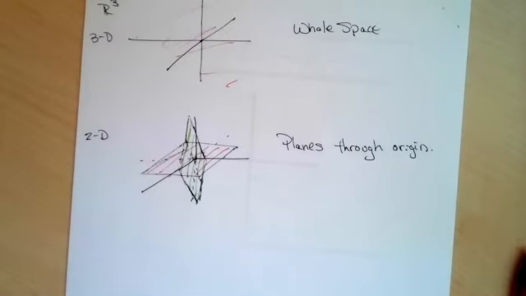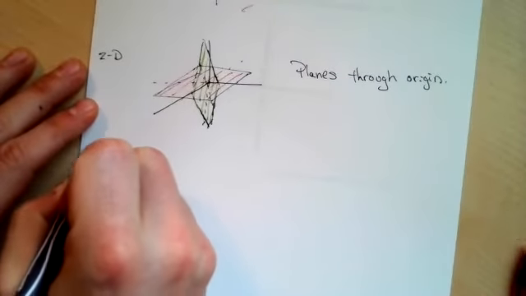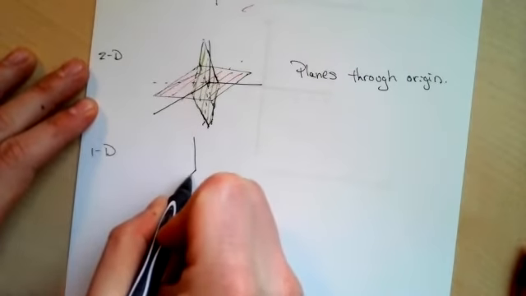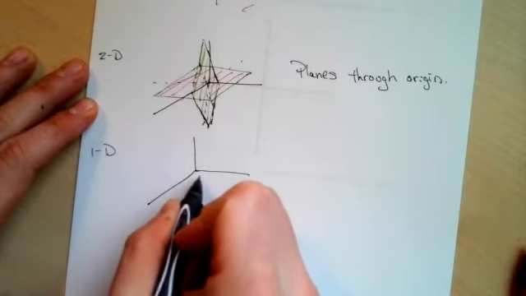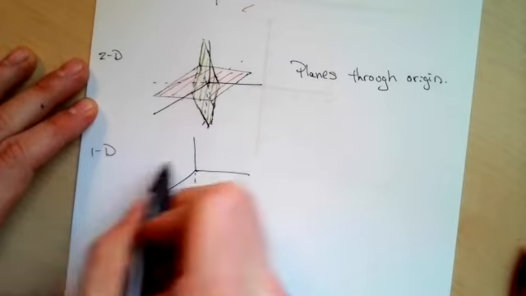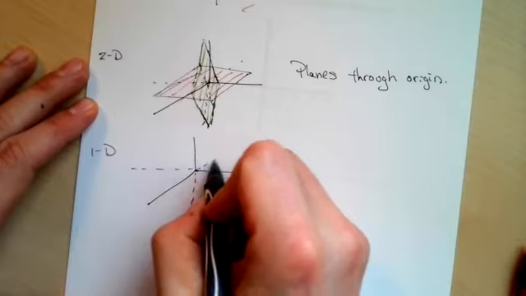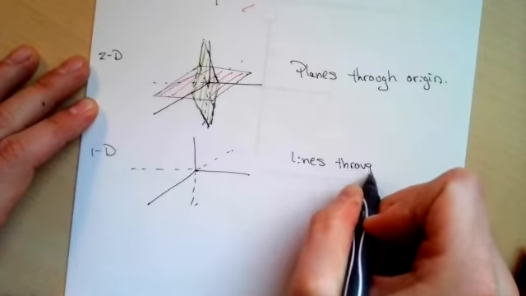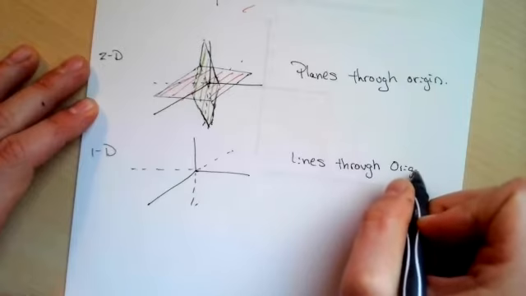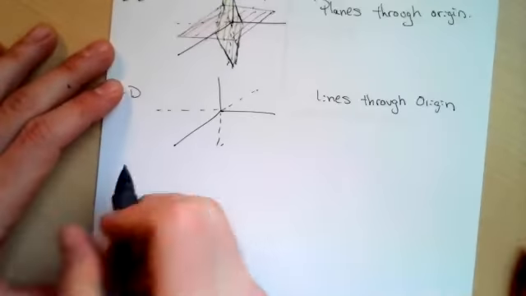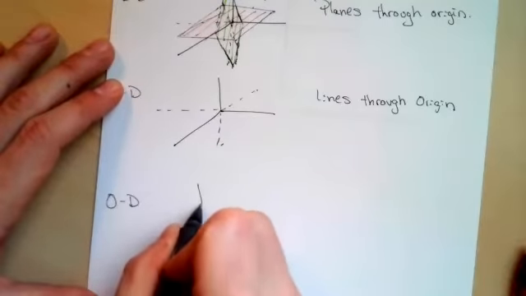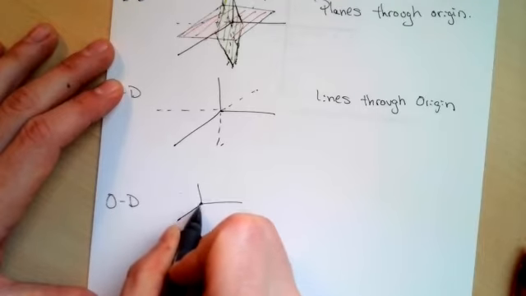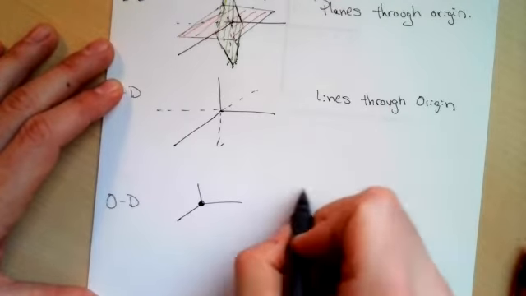But again, all of these vector spaces have to go through the origin. So 2D are going to be planes through the origin, and then 1D and 0D are essentially going to be the same. We just have more degrees of freedom, so to speak, for one-dimensional. We're still going to have lines through the origin. And then, of course, the 0D is just always going to be a point, the base point.